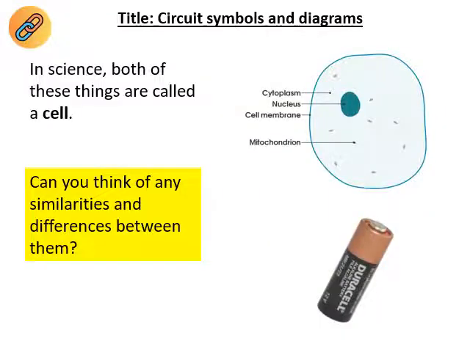Okay, so today's lesson is all about circuit symbols and diagrams. Something for you to think about: in science, both of these things are called a cell. The top picture you'll recognise from a topic that you did earlier in the year, that's an animal cell. And then the bottom one is a cell. You might have called it a battery before, but in science we call it a cell. Can you think of any similarities and differences between them?